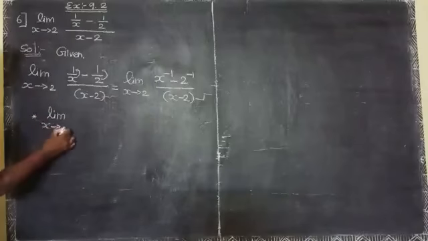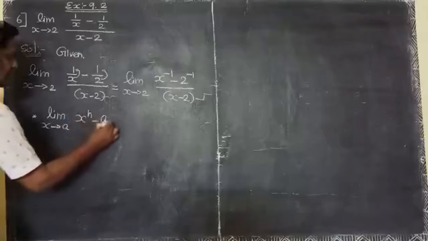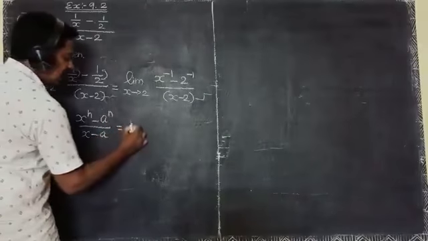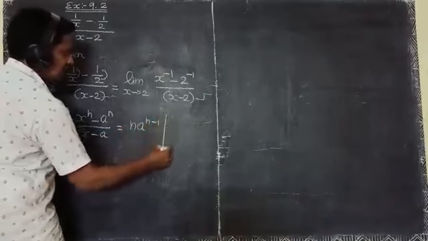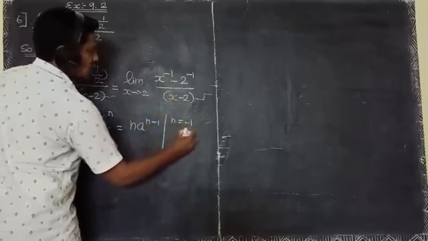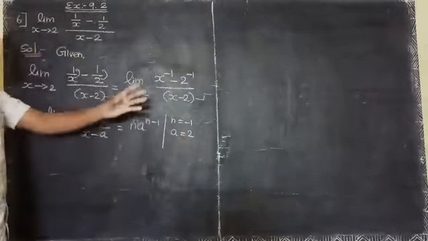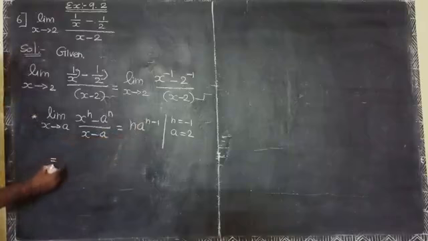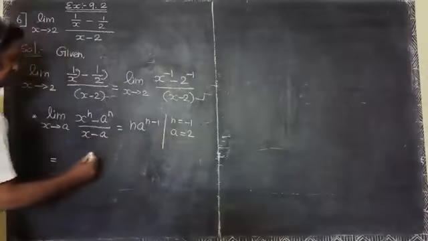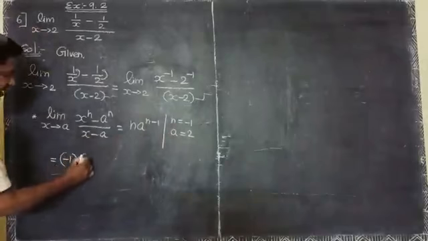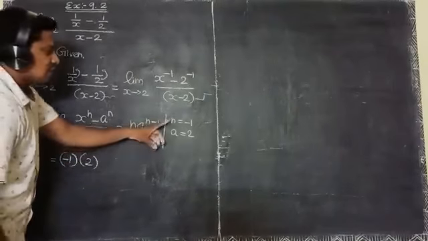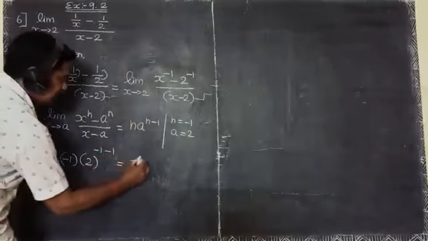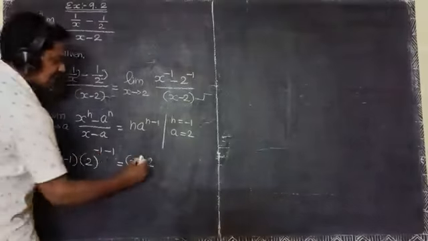This is the structure of the limit as x approaches a of x power n minus a power n divided by x minus a, which is equal to n into a power n minus 1. Here n equal to minus 1, a equal to 2. Using this property, n into a power n minus 1: n is minus 1 into a is 2 power n minus 1, n is minus 1 minus 1, which is minus 1 into 2 power minus 2.